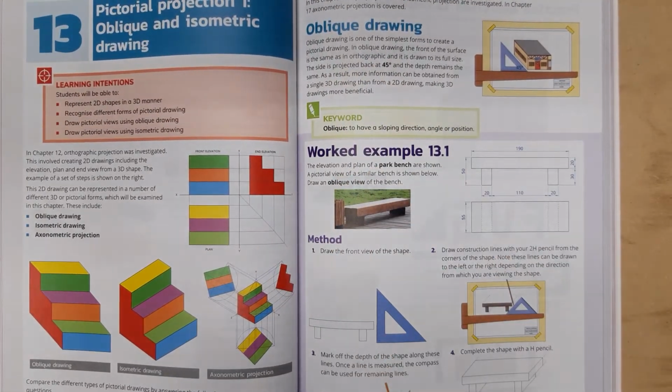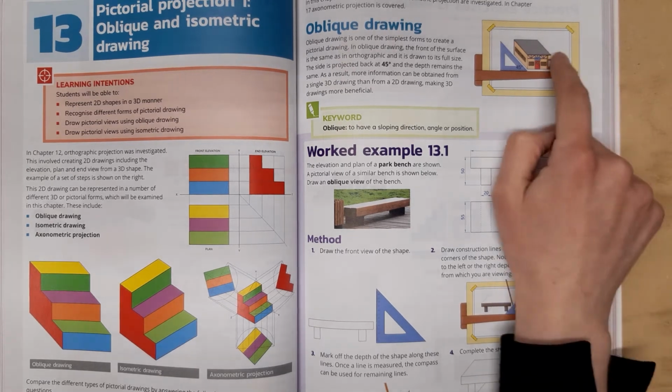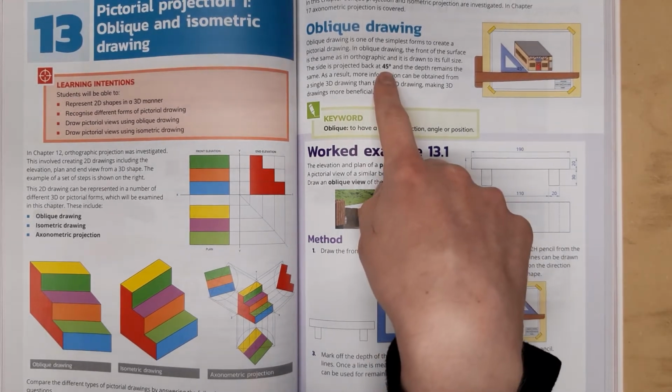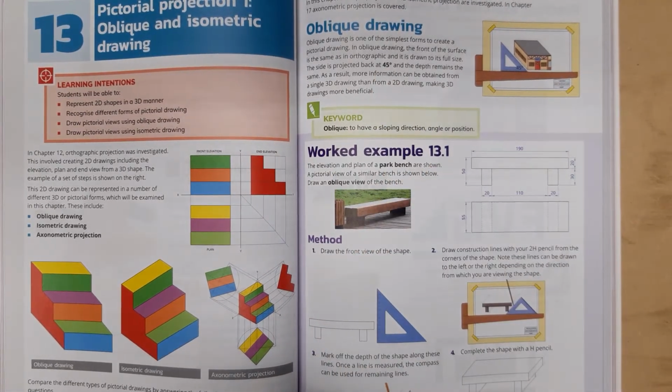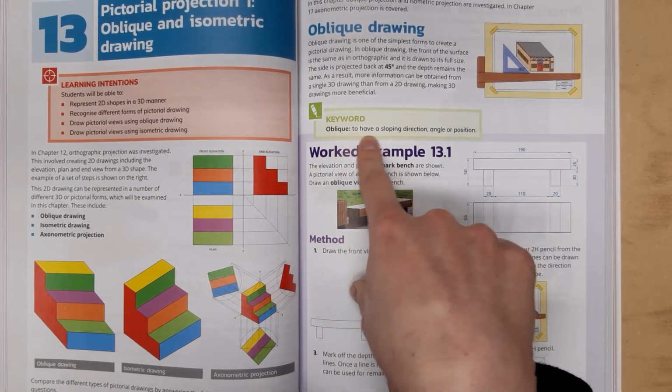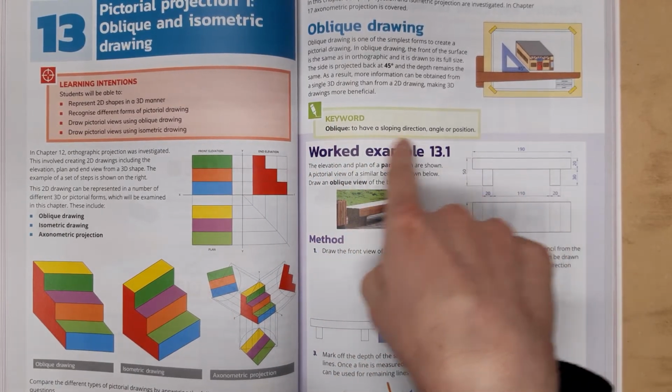Okay, oblique drawing is one of the simplest forms to create a pictorial drawing. In oblique drawing, the front of the surface is the same as the orthographic, and it's drawn to full size. The side is projected back at 45 degrees. So basically, you draw the front of the object, and you bring all the points back at 45 degrees, and the depth remains the same. As a result, more information can be obtained from a single 3D drawing than from a 2D drawing, making 3D drawings more beneficial.